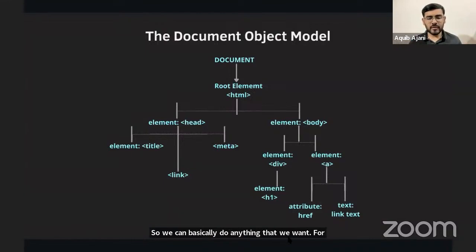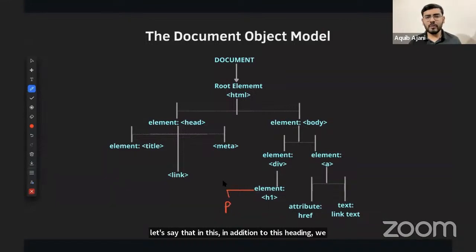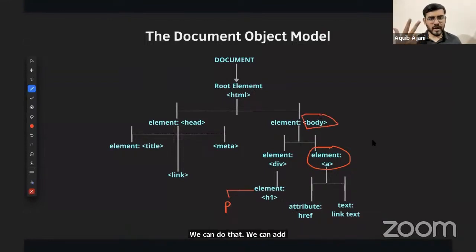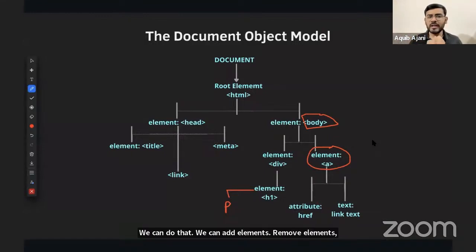For example, let us say that we want to add a new element to the screen. Well, we can do that with the help of JavaScript. Let's say that in this div, in addition to this heading, we also want to put a paragraph. We can very easily do that with the help of the JavaScript methods that are available for the DOM. We want to select this link and change its color in terms of style. We can do that. We want to select the body and change its background color. We can do that. We can add elements, remove elements, modify elements, change their styles, access their content, do everything we can possibly think of with this particular tree called the DOM tree.